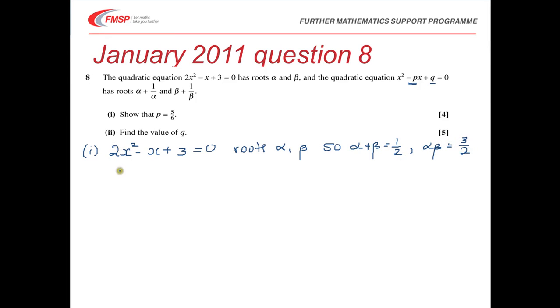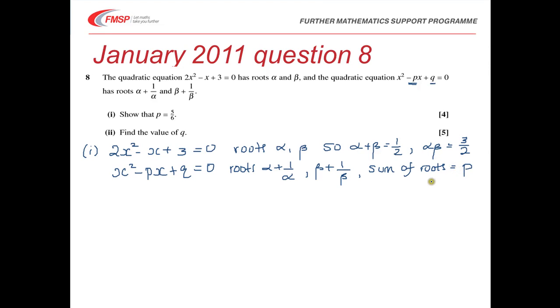And then we have a second quadratic equation, x squared minus px plus q equals 0, and that has roots alpha plus 1 over alpha and beta plus 1 over beta. So the sum of the roots, minus b over a, will be minus negative p over 1, which is p. So effectively what we need to do in part 1 is find the sum of the roots and show that it's equal to 5 over 6.